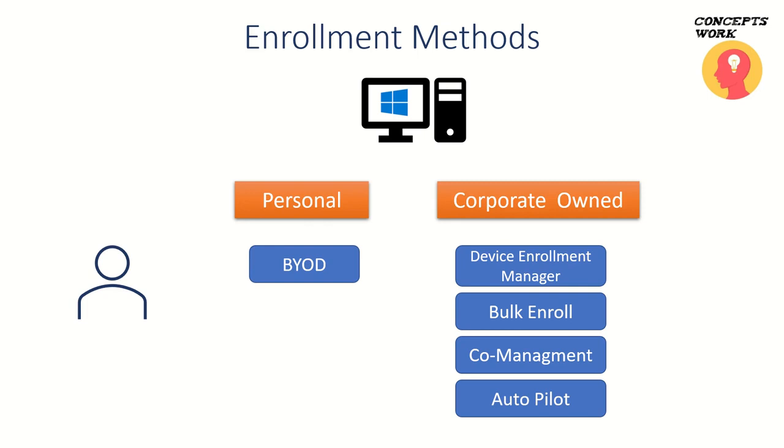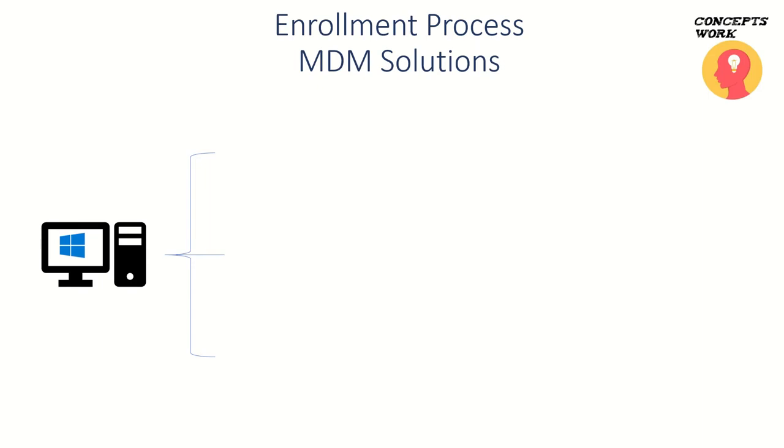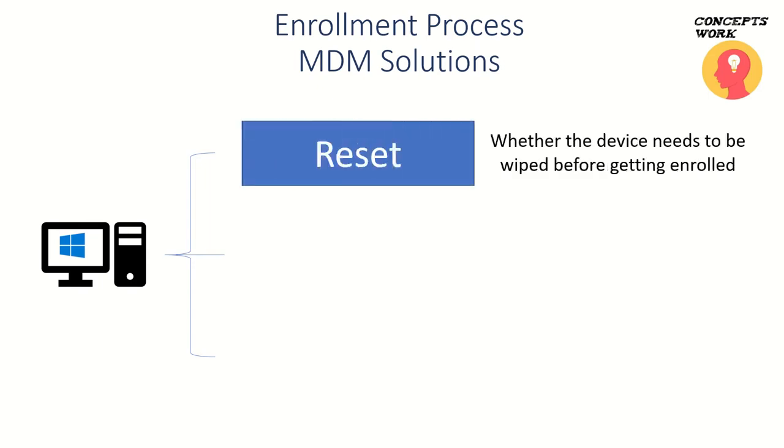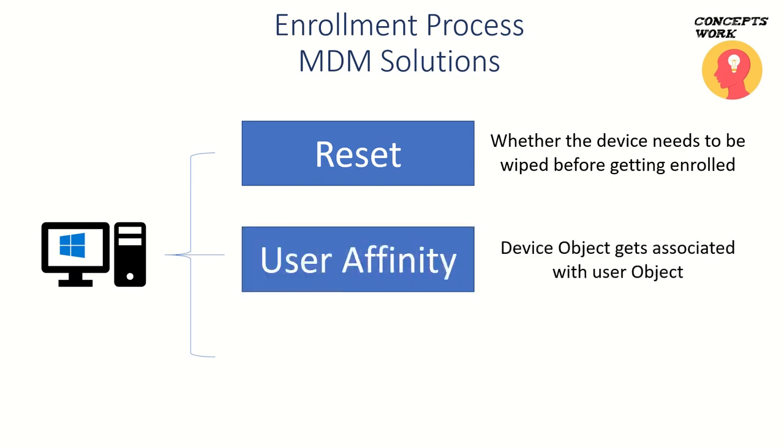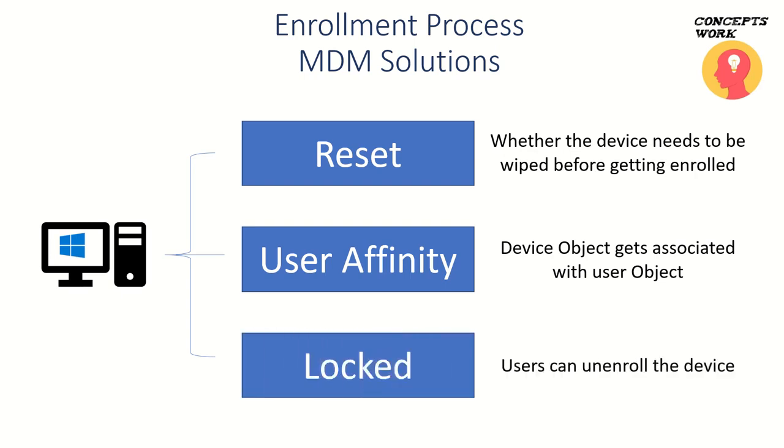Whenever you enroll a device in any MDM solution, there are certain processes which happen under the hood. The first is whether a specific enrollment method requires your device to be reset. Let's say I am enrolling my personal device: before it gets enrolled, does it need to be reset or not? Then there is something called user affinity, wherein the device that I'm going to enroll gets associated with my user object or not. And the last setting is locked, that is, once I have enrolled my device, whether I will be able to unenroll this device or not.